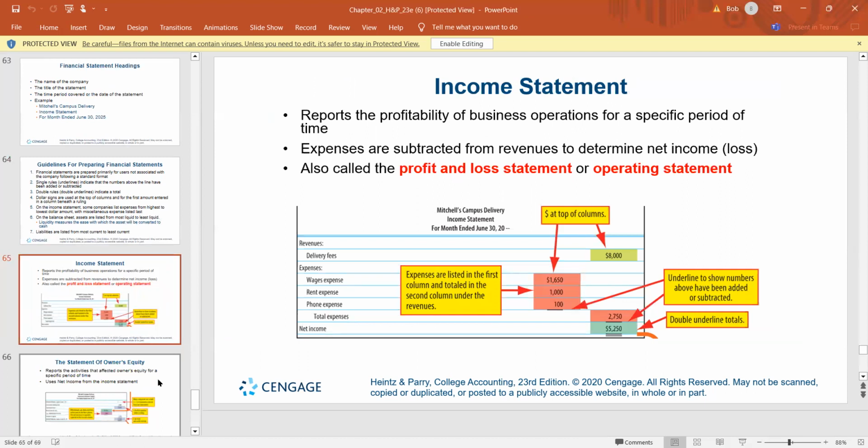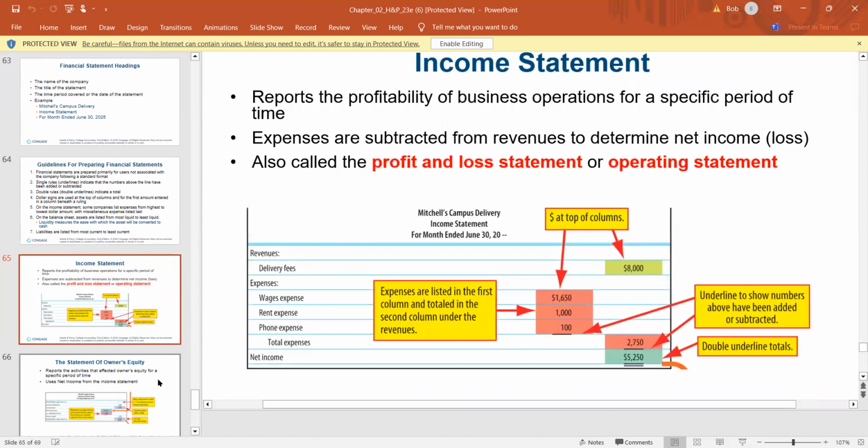Take a look at your income statement, everybody. Your first financial statement. The income statement records the profitability of the company for a period of time. It is simply, when you boil it down, revenues minus expenses. Expenses are subtracted from revenues to get the net income. And it can also be called the P&L statement, profit and loss statement, or the operating statement.